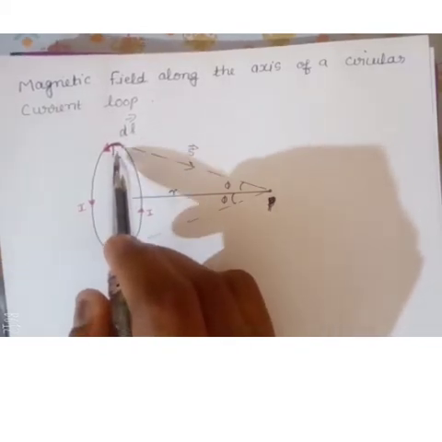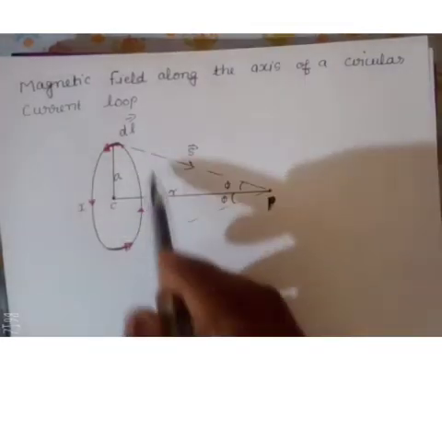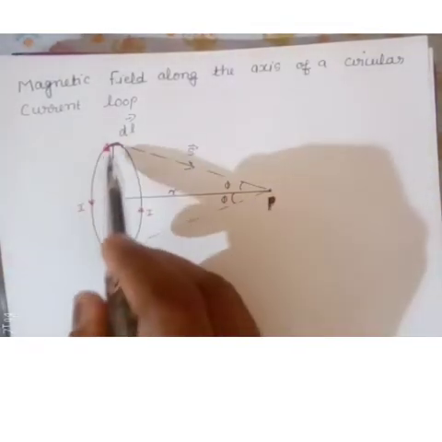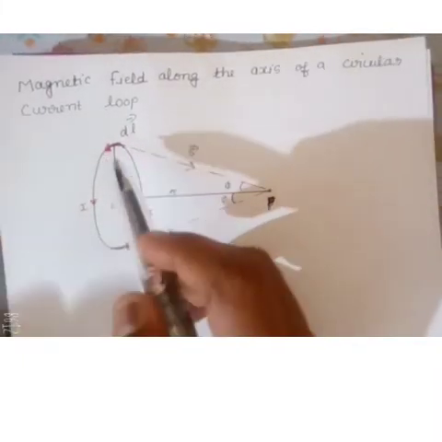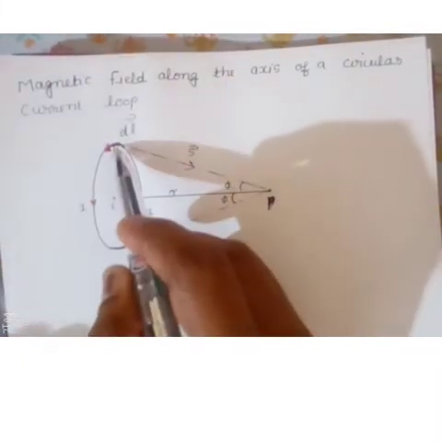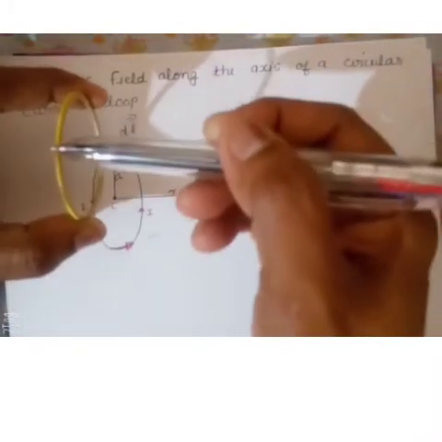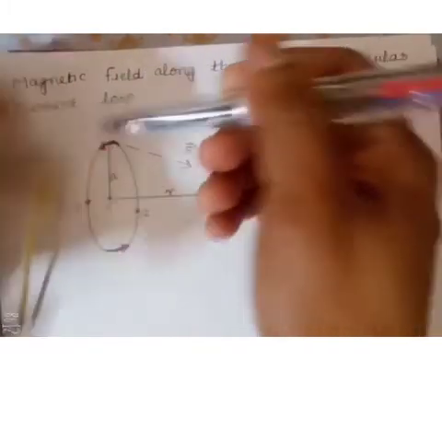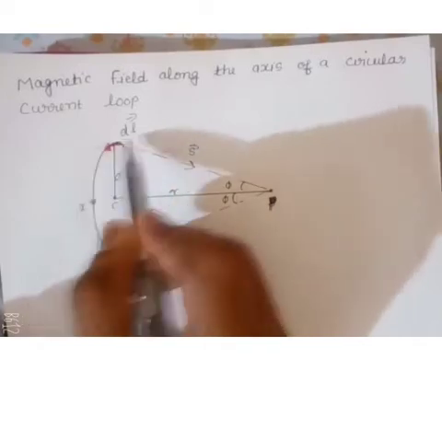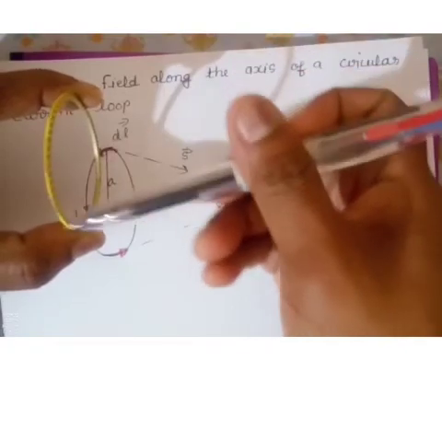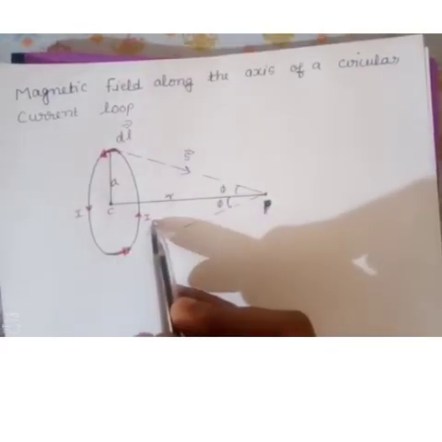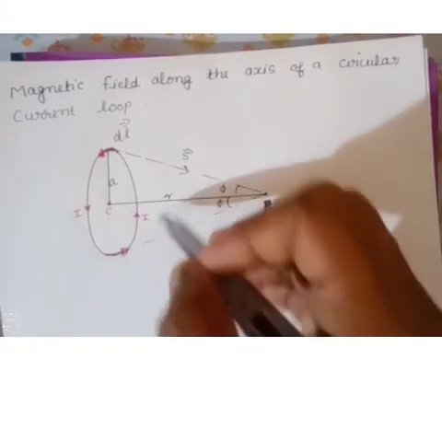Here the current is outward coming current, so the direction of the current is towards you. In this circular loop, the current is outward coming at the top, which means the direction of the current is towards you. What about at the bottom? This is inwards, that means it is going into the paper.